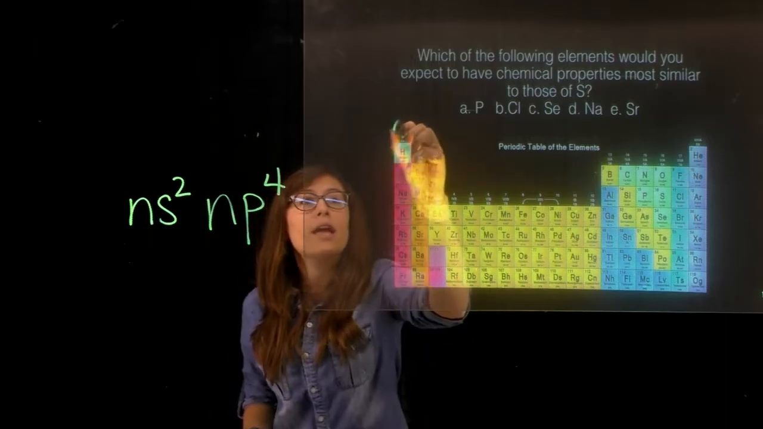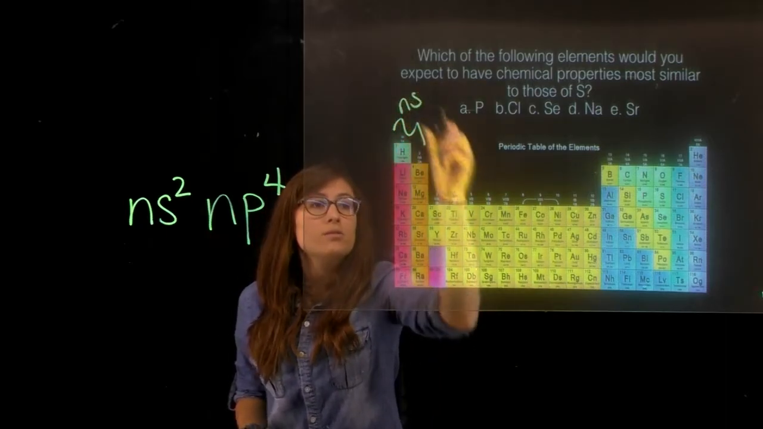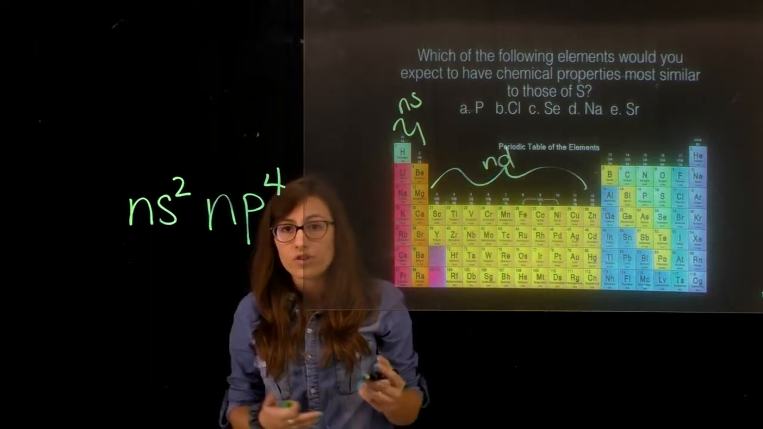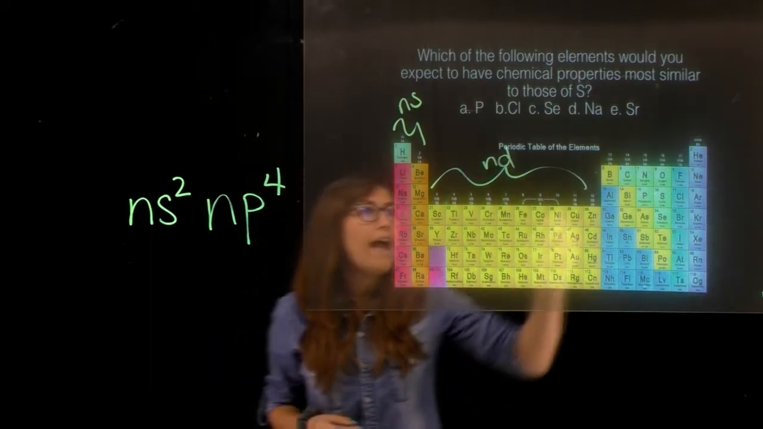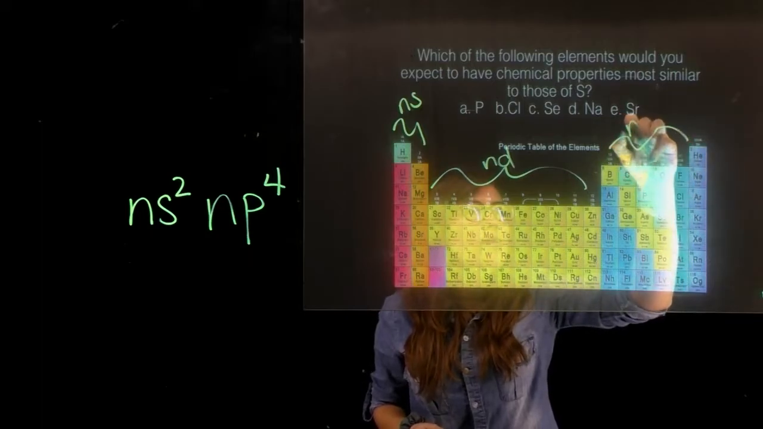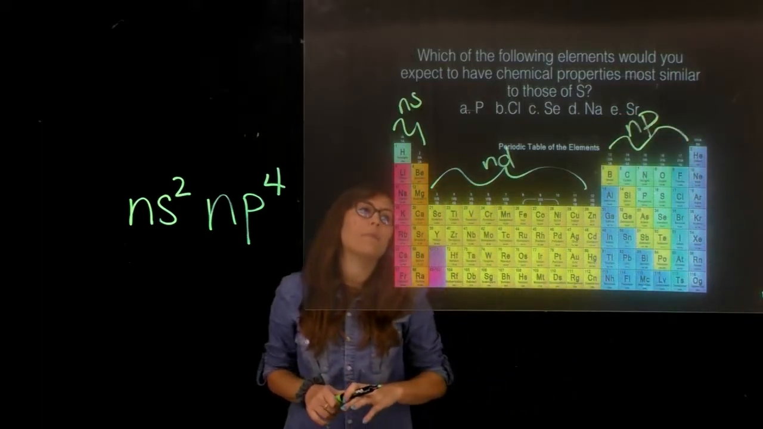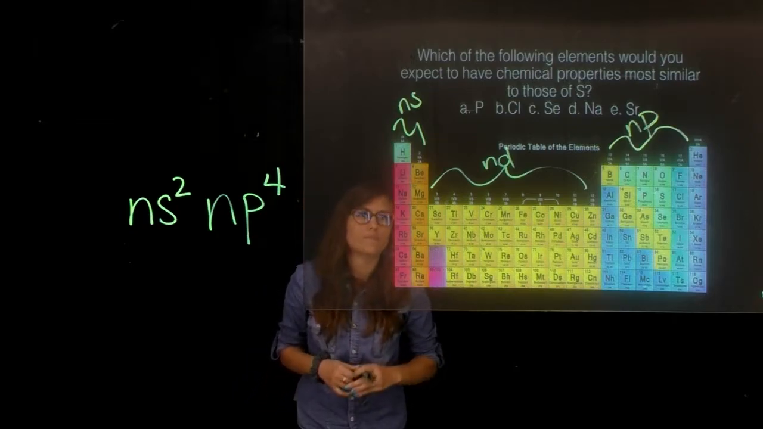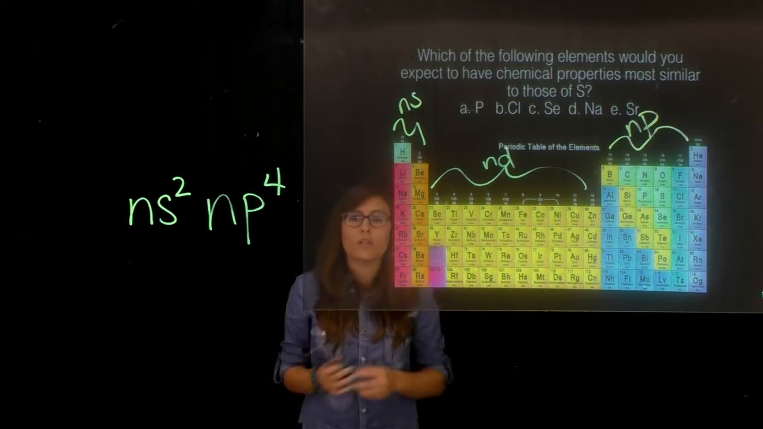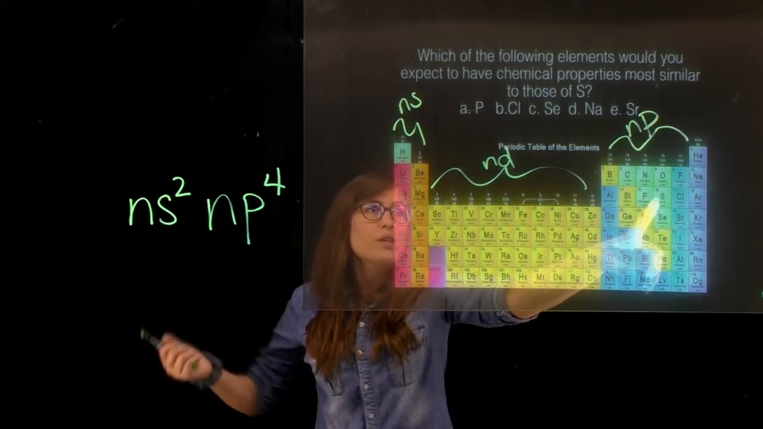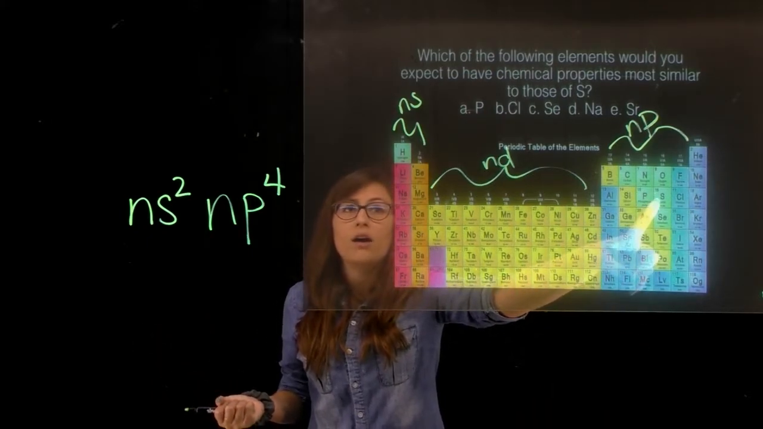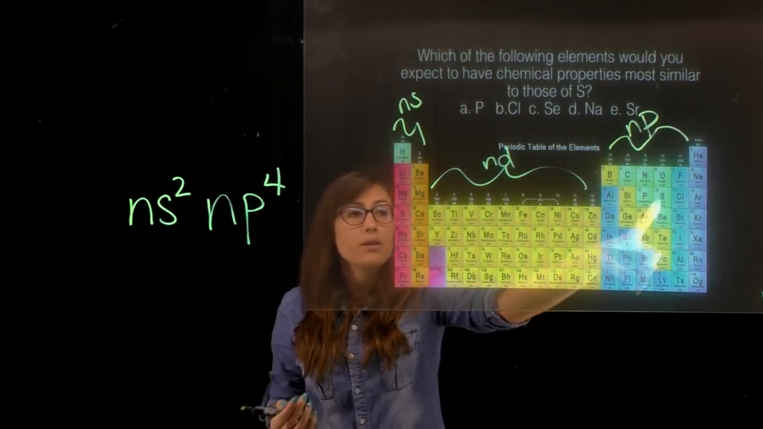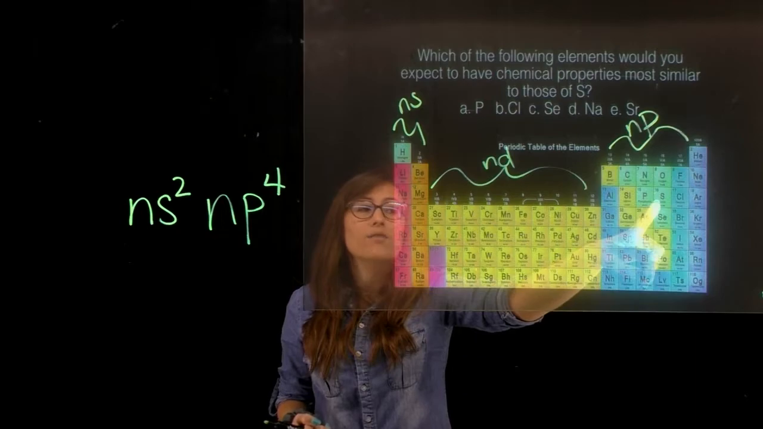Remember, these are my ns orbitals. These are my nd orbitals, where n just refers to the level at which you're at. And then these are my np, my p orbitals that correspond to it. So once we identify where sulfur is, then we can look at the remaining options that they give us to determine if any of these have the same valence electrons as that of sulfur.